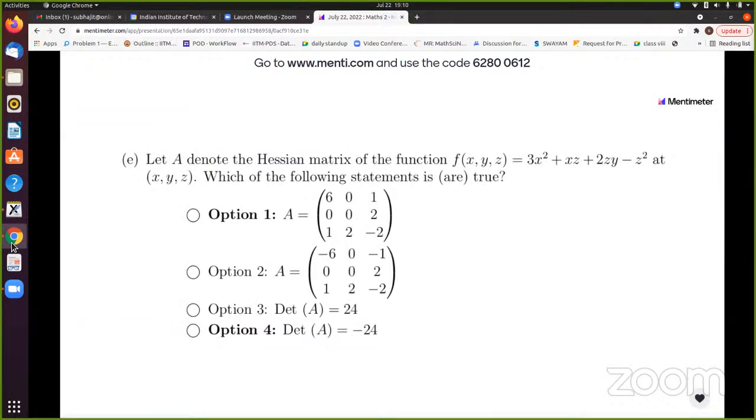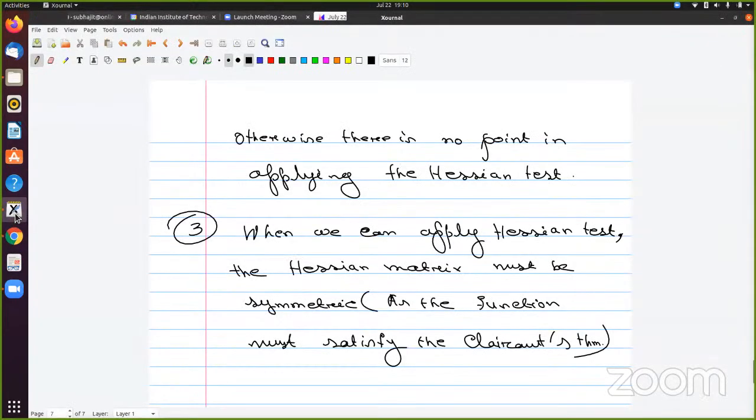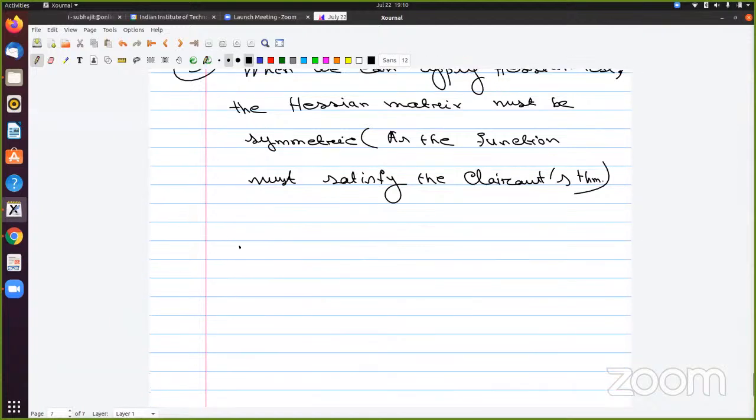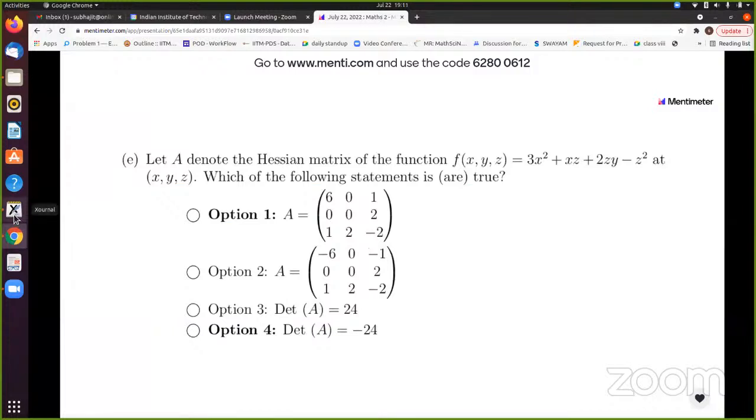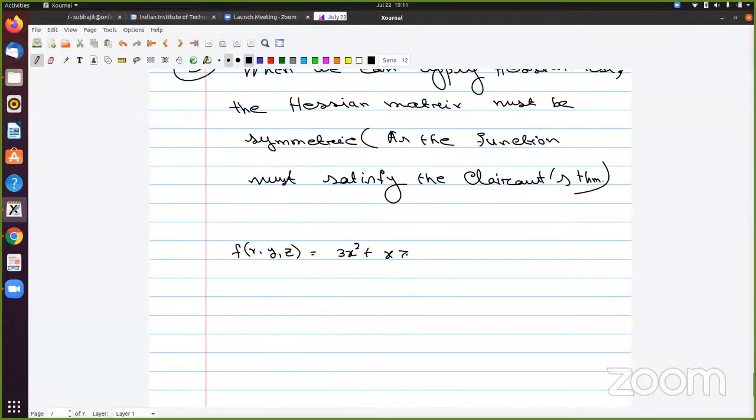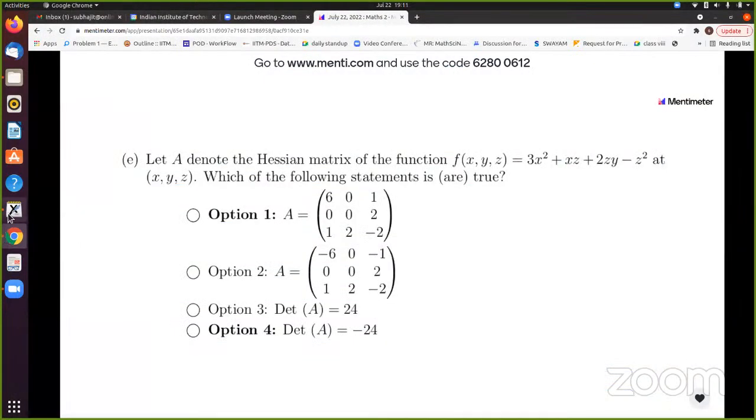So now we can find the Hessian matrix also for this function. For three variables, how does the Hessian matrix look like? We have the function 3x square plus xz plus 2yz minus z square. So let's write it: 3x square plus xz plus 2yz minus z square.